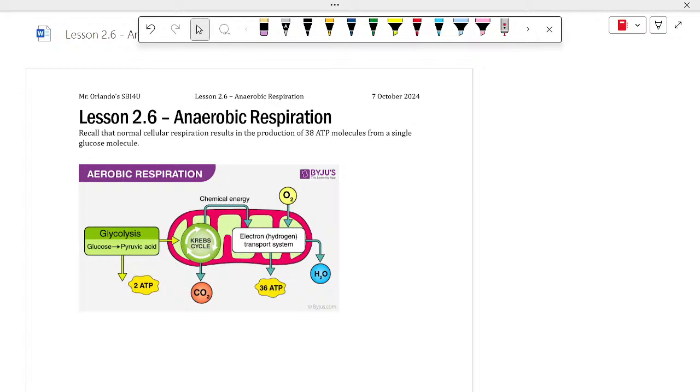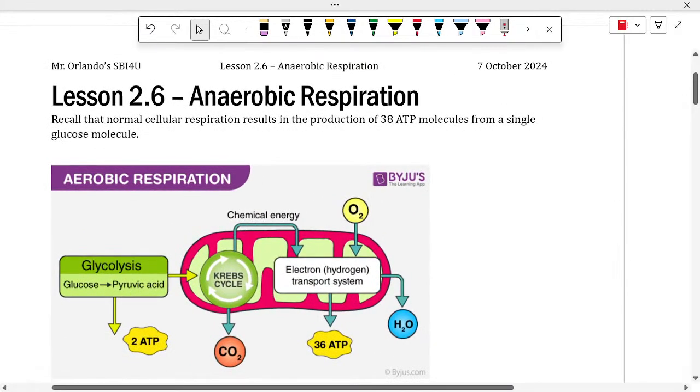Ruby, it's the important part now where we learn something new. All right. So today we're going to learn about what we call anaerobic respiration. Recall that normal cellular respiration results in the production of 38 ATP molecules from a single glucose molecule. By the way, are all 38 of those available? At a minimum, 36 are available because at least 2 get spent in the process. But all the same, that's the rough ratio. 1 glucose is equivalent to about 38 ATP molecules in energy.